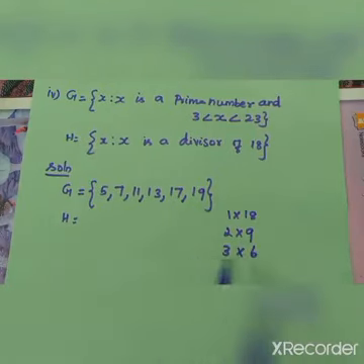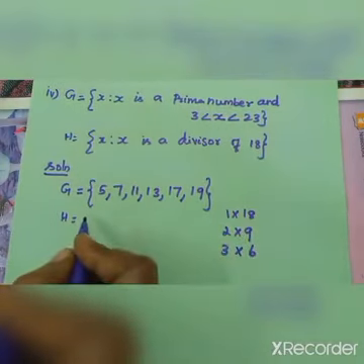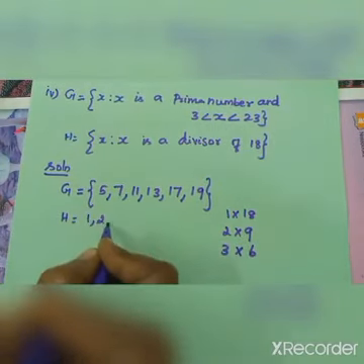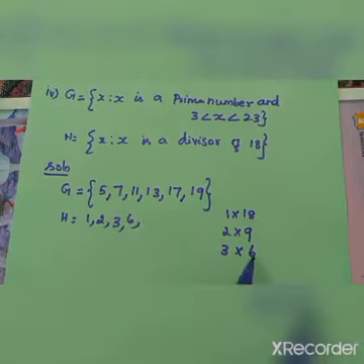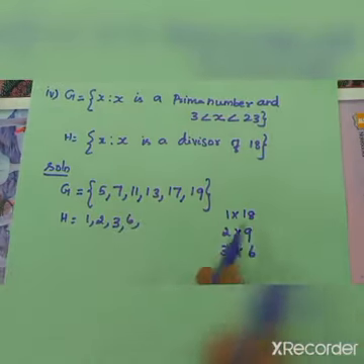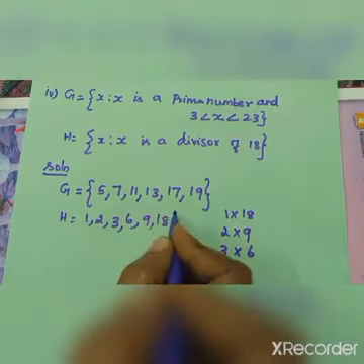So what are the divisors here? 1, 2, 3, 6, 9, 18. Okay. So H is 1, comma 2, comma 3, comma 6, comma 9, comma 18.